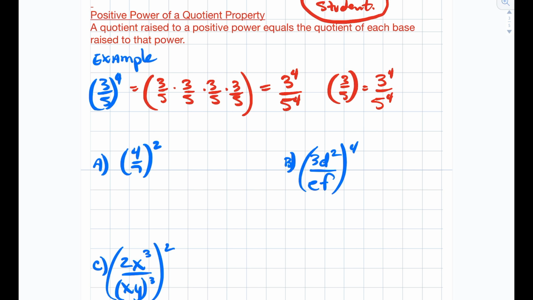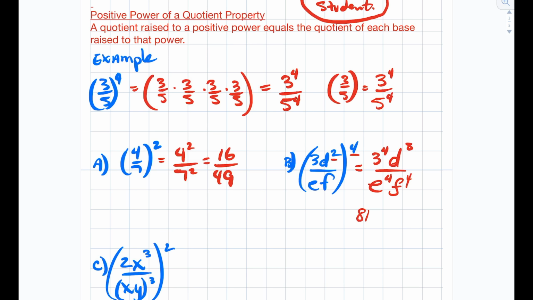All right? Much quicker. So if we look at this one, we have 4 squared over 7 squared. 4 squared is 16, and 7 squared is 49. Take a look at this one. The 3 gets raised to the 4th power. Multiply these exponents together, which gives you 8. E to the 4th power and F to the 4th power. You could take this one step further, and 3 to the 4th power becomes 81. D to the 8th, E to the 4th, and F to the 4th.